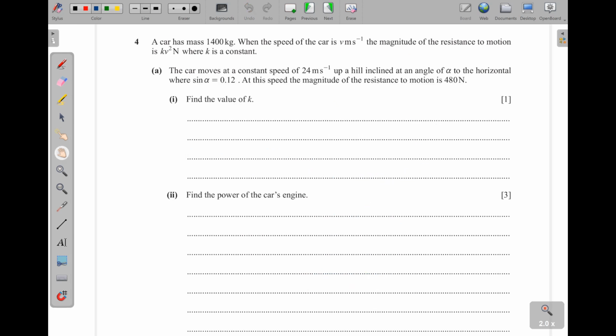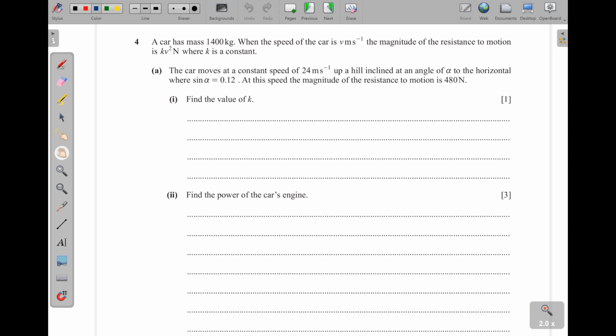Question 4. A car has mass 1,400 kilograms. When the speed of the car is v meters per second, the magnitude of the resistance to motion is kv squared newtons, where k is a constant. Part A: the car moves at a constant speed of 24 meters per second up a hill inclined at an angle alpha to the horizontal, where sine alpha is equal to 0.12.